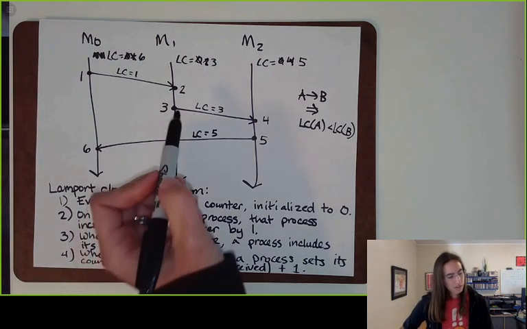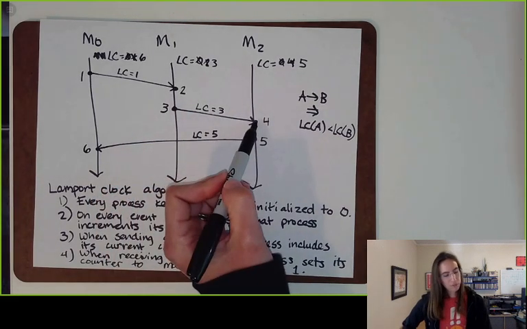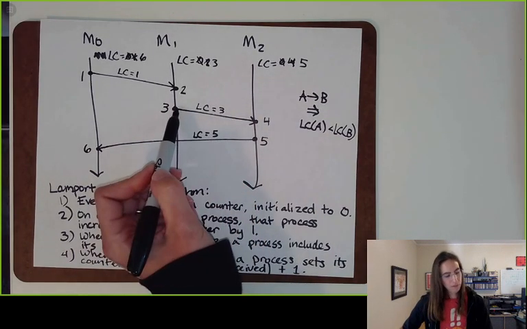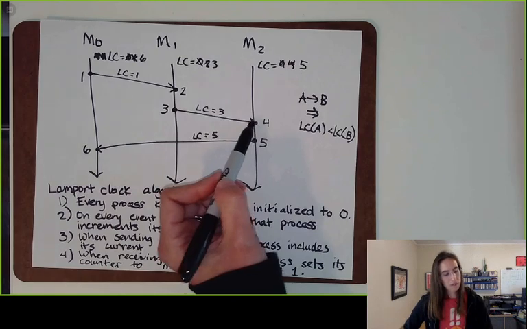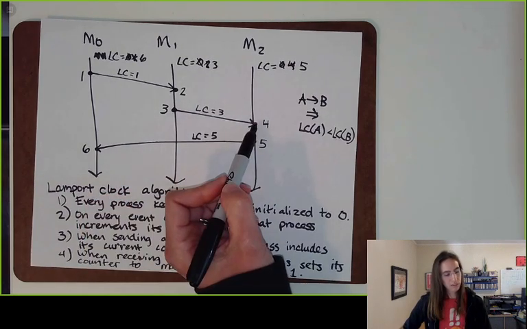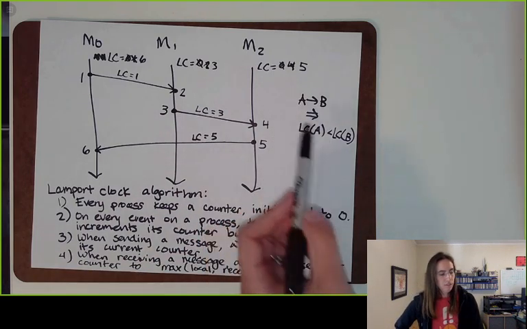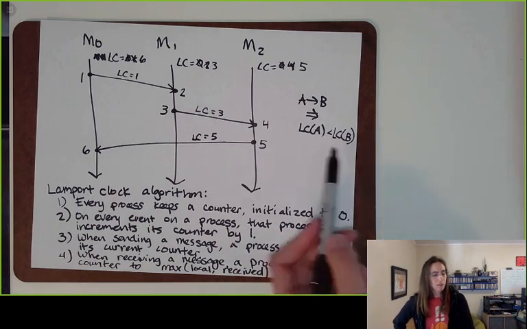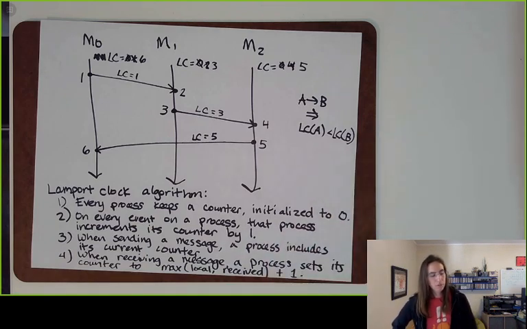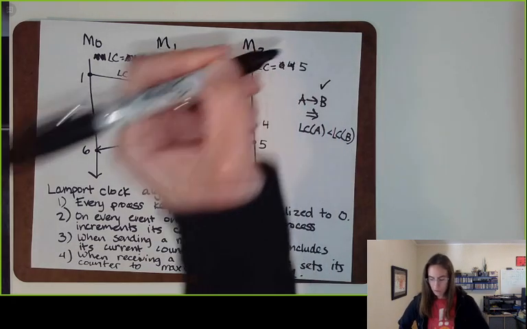Likewise, this event here happened before this one, right? Because this one is a send and this is the corresponding receive. And indeed, when we look at the Lamport clocks, we see that 3 is less than 4. So if you look at any pair of events here, you'll see that if A happened before B, then the Lamport clock of A will be less than the Lamport clock of B. So it checks out, and it's what we want.